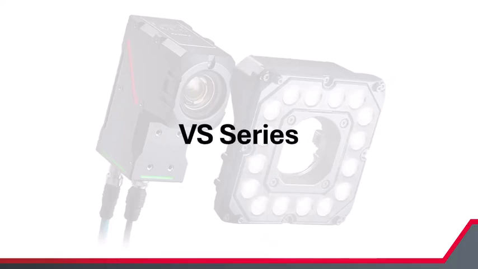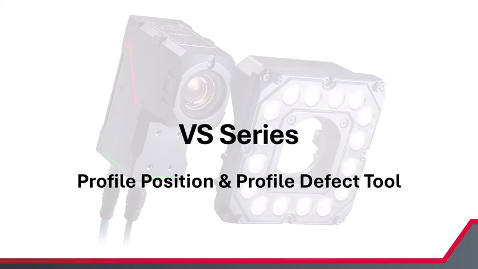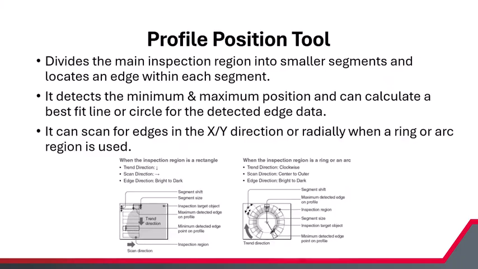VS series. Profile position and profile defect tool. The profile position tool divides the main inspection region into smaller segments and locates an edge within each segment. It detects the minimum and maximum position and can calculate a best fit line or circle from the detected edge data. It can scan for edges in the X or Y direction or radially when a ring or arc region is used.